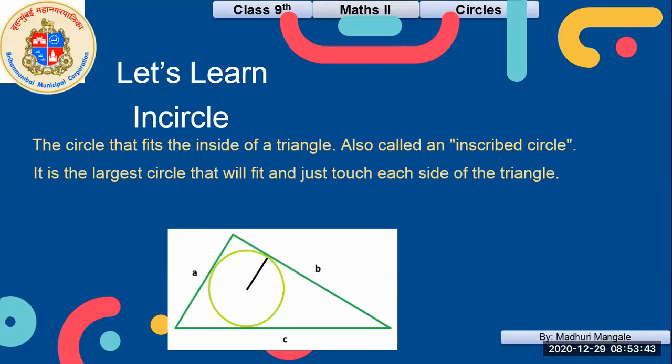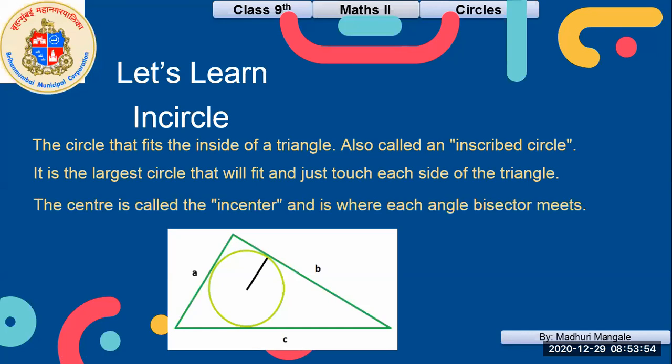And the second thing, it is the largest circle that will fit and just touch each side of the triangle. So it is the largest circle which would fit inside that triangle. And the third property is that the center of this circle is called the incenter. And how do we find this incenter? It's where each angle bisector meets. If we draw angle bisectors, there's a point where all the bisectors meet. That point is called the incenter.